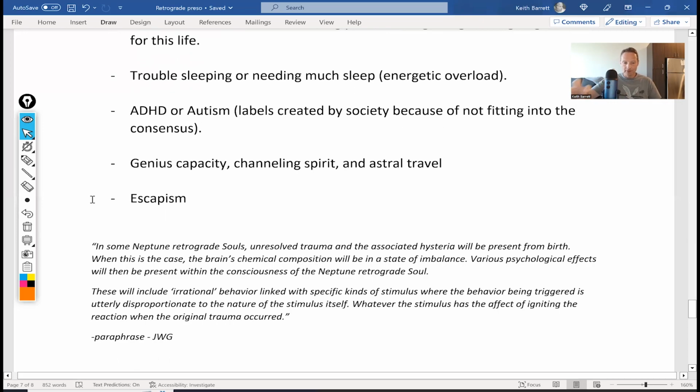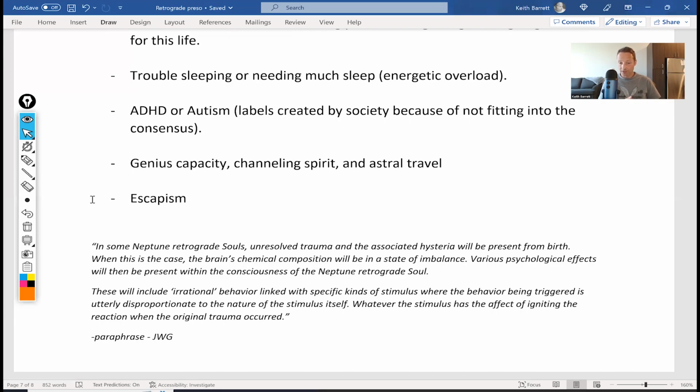So I put out a paraphrase here from JWG in one of his talks or in the school or in some of his material, where he talked a little bit about Neptune retrograde. And so I'll just read this here. In some Neptune retrograde souls, unresolved trauma and the associated hysteria will be present from birth. When this is the case, the brain's chemical composition will be in a state of imbalance. Various psychological effects will then be present within the consciousness of the Neptune retrograde soul.